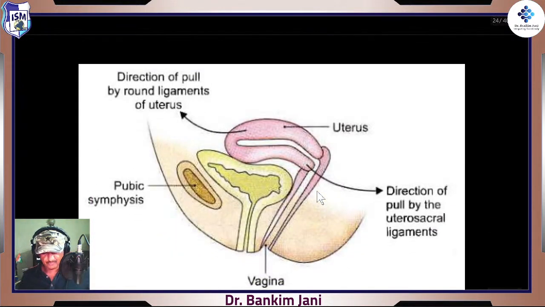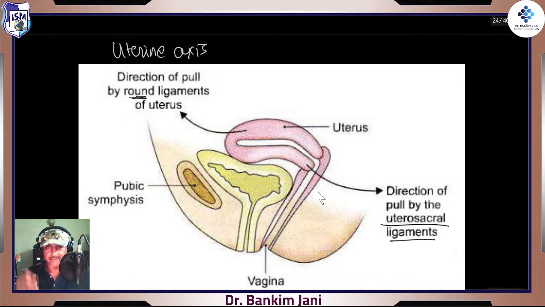Okay, this is easy. Just two things. The uterosacral ligament pulls it back, so that's the direction of pull by the uterosacral. What about the uterine axis? It is pulling the uterus on the backside, and there is the direction of pull by the round ligament of the uterus. So that's the uterine axis. So even if there is increased intra-abdominal pressure, still nothing happens, because these are strong ligaments and they keep everything in its correct position.